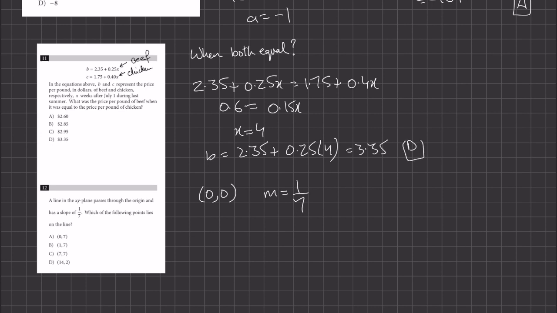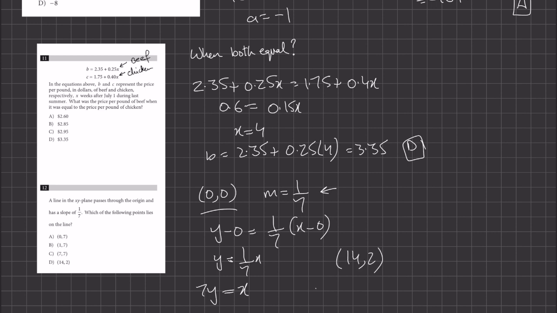In question 12, we are given a point and the slope of a line, so we will use the point slope form to generate the equation. We find it to be 7y equals x, which means x is 7 times that of y. The only option that fulfills this is option D.